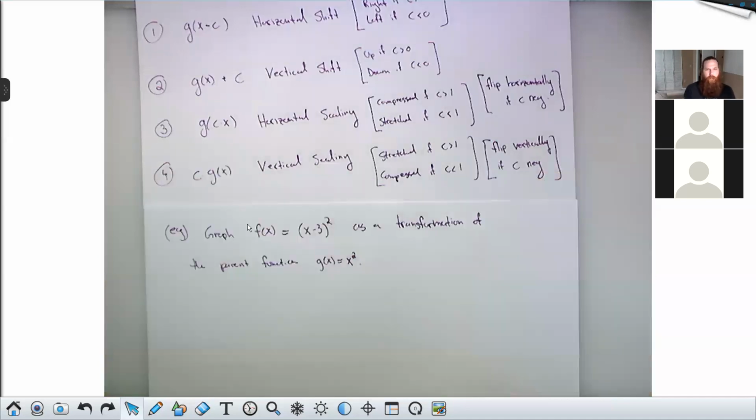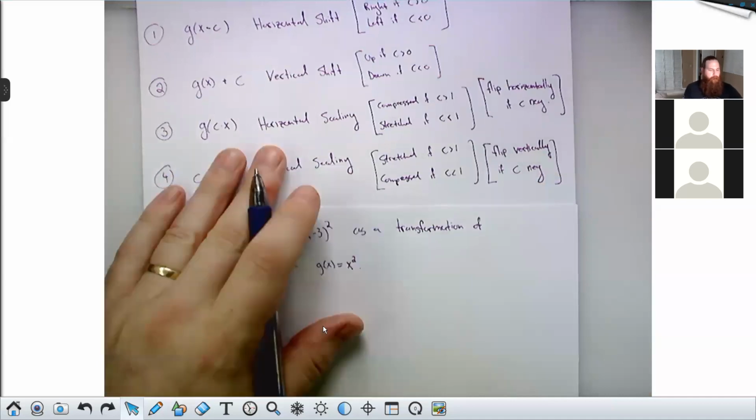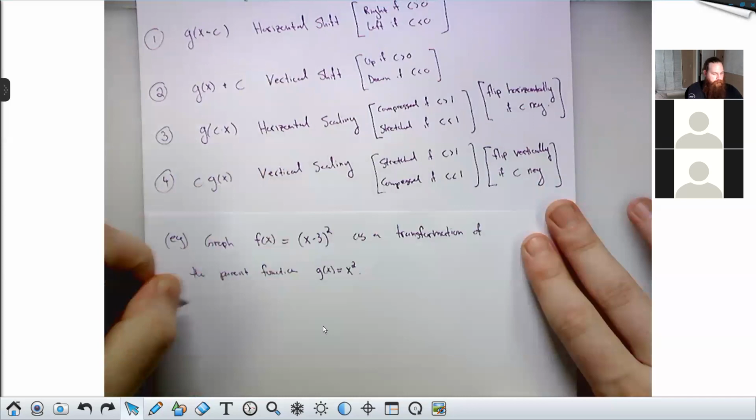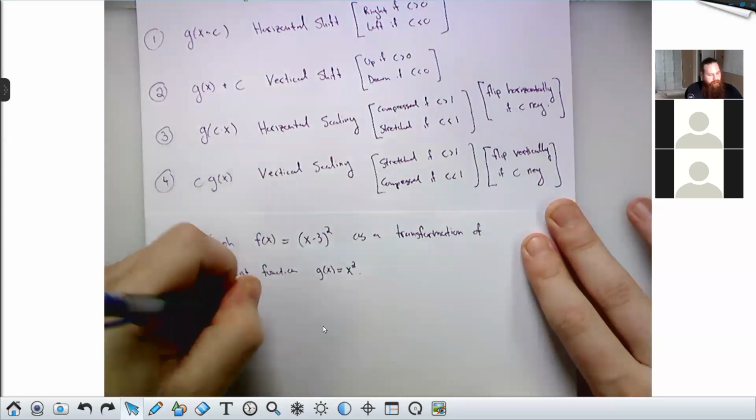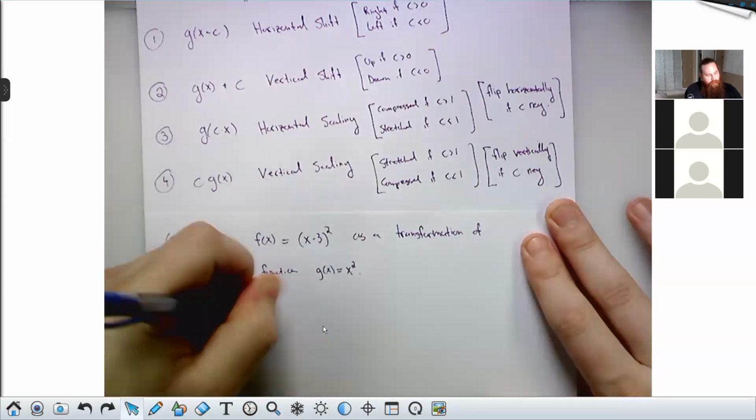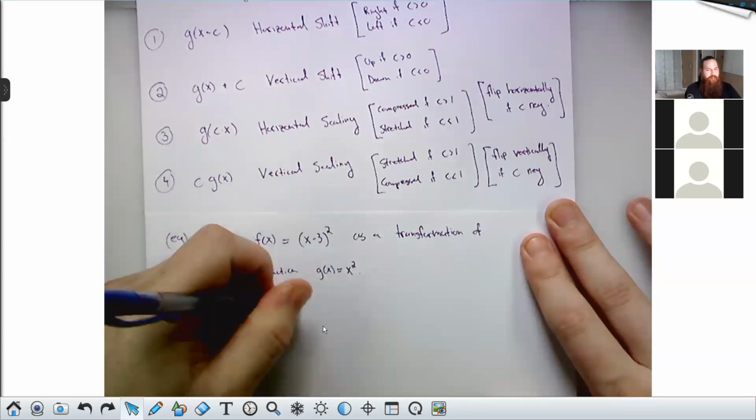So for our first example, let's graph f of x, which is x minus 3 all squared, as a transformation of the parent function g of x equals x squared. Here, f of x is g of x minus 3.